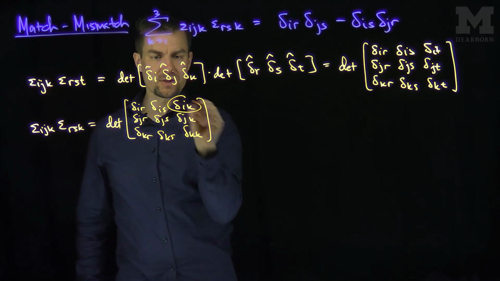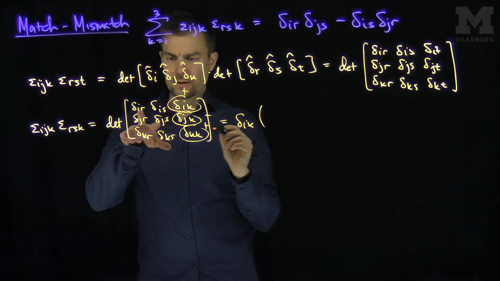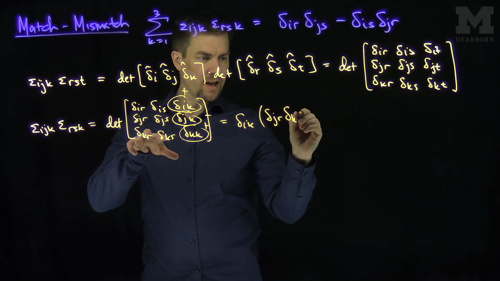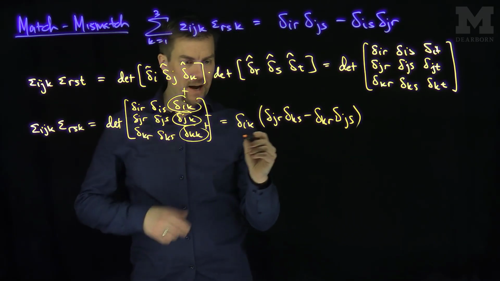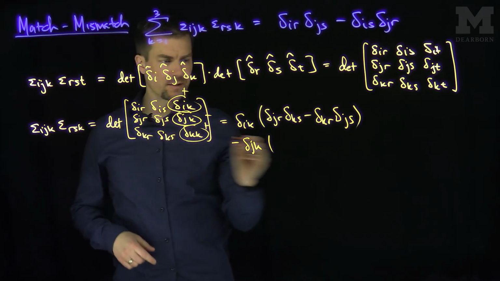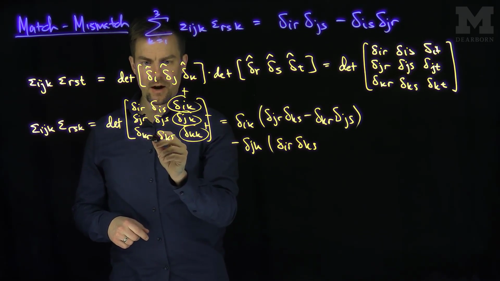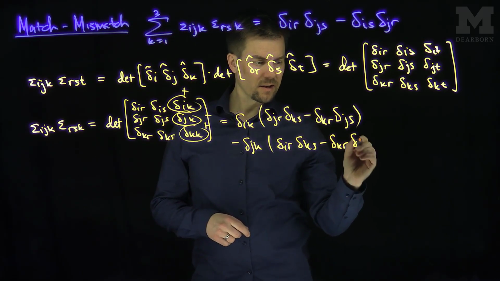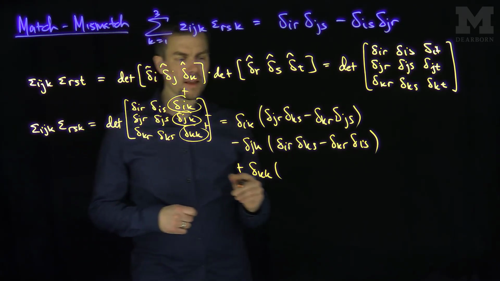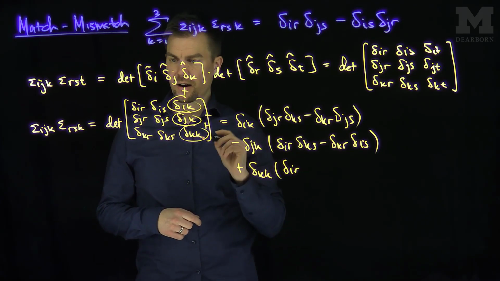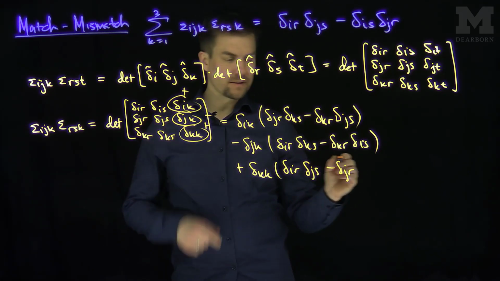So if I expand this determinant along the rows, this is going to be a plus, this is going to be a minus, and this is going to be a plus. This is going to give me a delta IK, and then what subdeterminant? A delta JR, delta KS, minus delta KR, delta JS. I'll have a minus delta JK times what? Delta IR times delta KS, minus delta KR, delta IS. And finally, we'll have a plus delta KK, and then we'll have this subdeterminant, delta IR, delta JS, minus delta JR, delta IS.